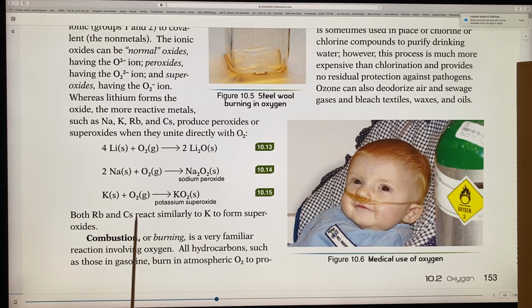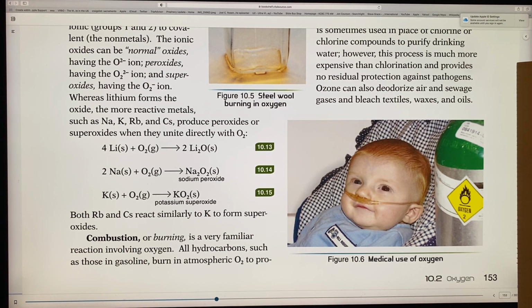And Rb and Cs in that group, rubidium and cesium, actually react the same as potassium does here with the superoxide. Just see how unusual it is, all the different ways that oxygen can combine. So it's good to know.